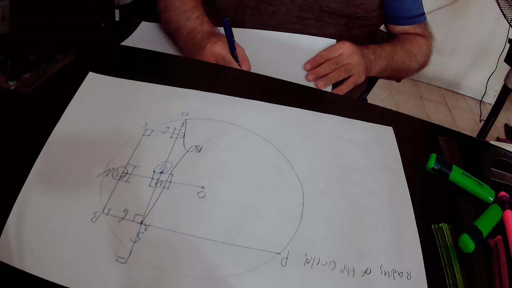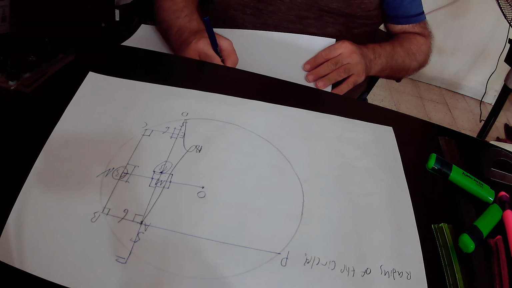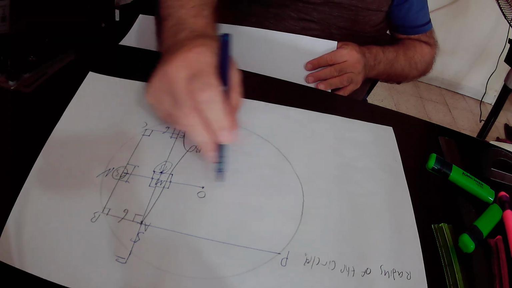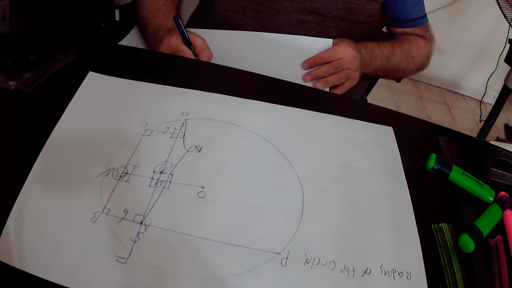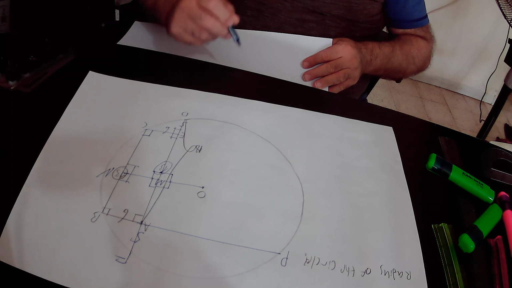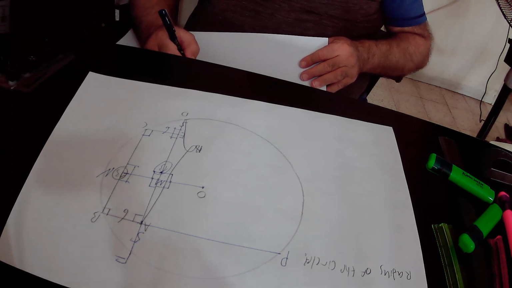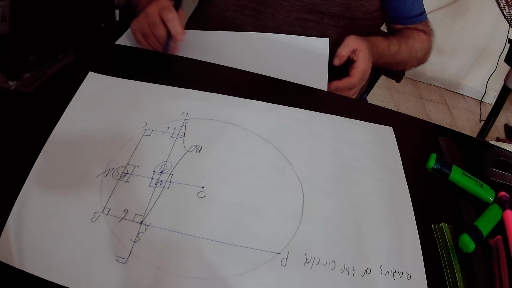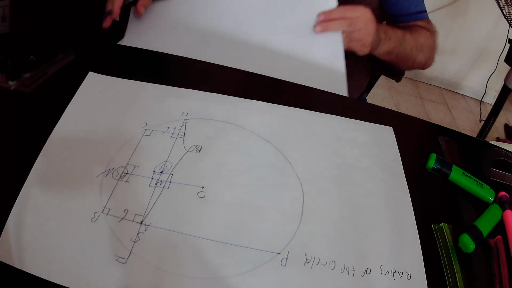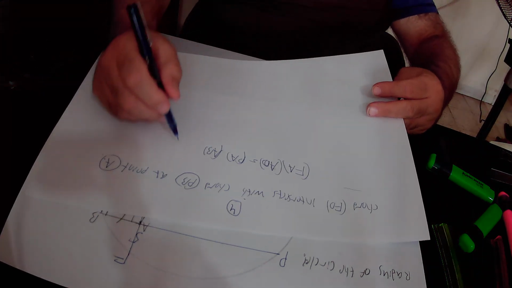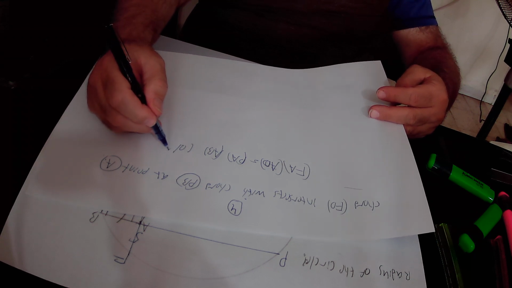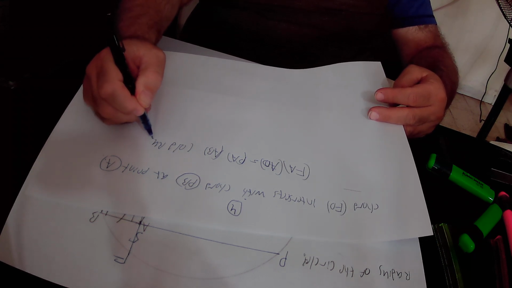FA times AD equals to PA times AB. This formula is true according to the old rule number 2.